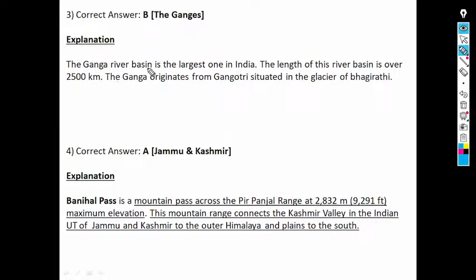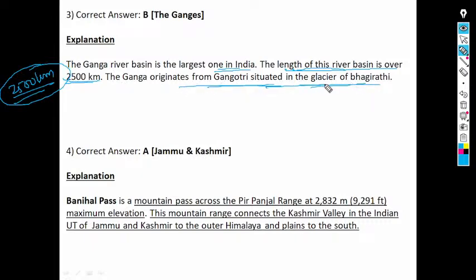The Ganga River Basin is the largest one in India. The length of this river is near about 2500 km. The Ganga originates from Gangotri, situated in the glaciers of Bhagirathi.